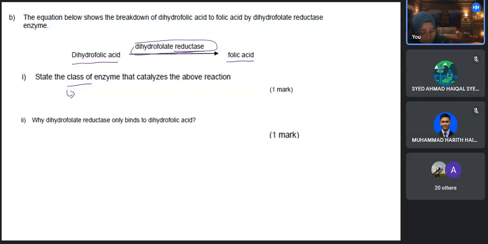Second question, why does dihydrofolate reductase only bind to folic acid? So this is a basic concept. Every enzyme is specific to catalyze a specific reaction. So that's the answer. Enzymes are substrate specific. Every enzyme binds to a specific substrate due to the specific shape of the active site that can only bind to a specific substrate. Enzyme catalyzes a specific reaction.